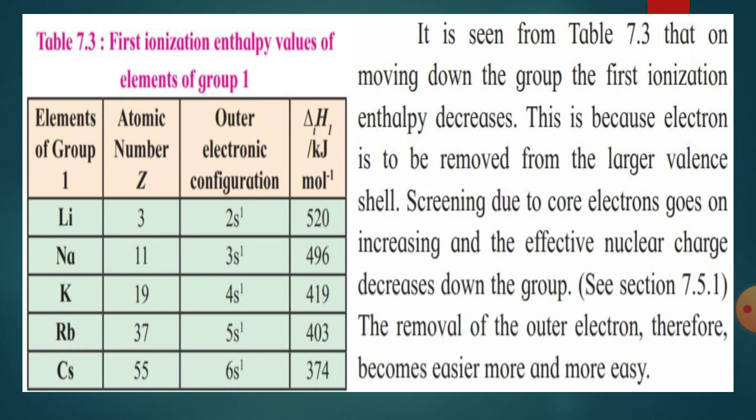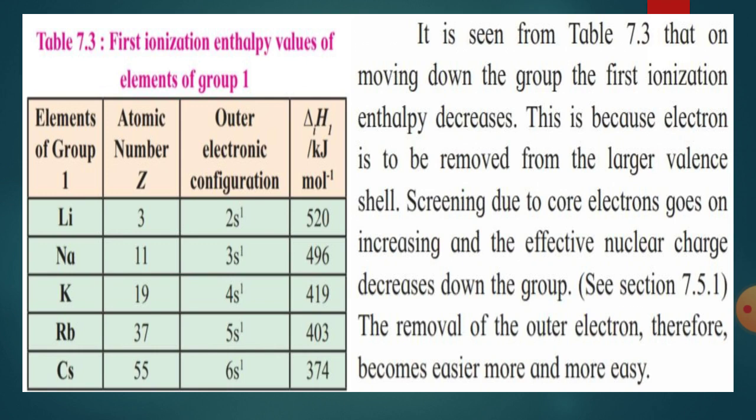It is seen from the table that on moving down the group, the first ionization enthalpy decreases. The values down the group are 520, then 496, then 419, then 403, then 374. So down the group, the first ionization enthalpy decreases. This is because the electron is to be removed from a larger valence shell.